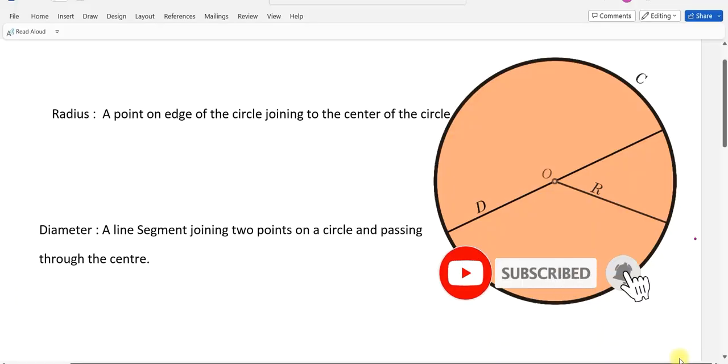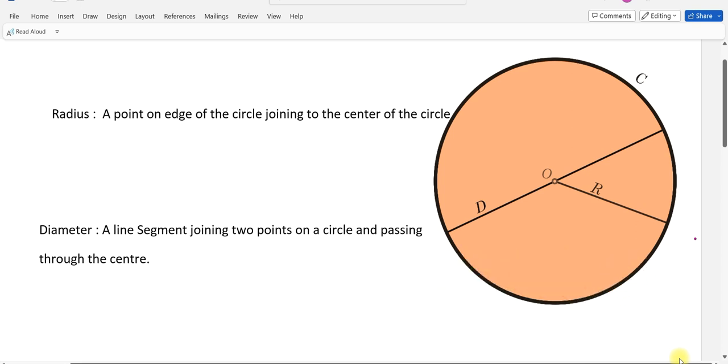Welcome to today's video. Let us understand what we mean by a radius and a diameter. Radius is basically, if you consider this circle, there is always a fixed point at the middle, the center. This is the center of a circle. So a radius is nothing but a line joined from this fixed point to any edge of the circle. For example, from this point to this point.